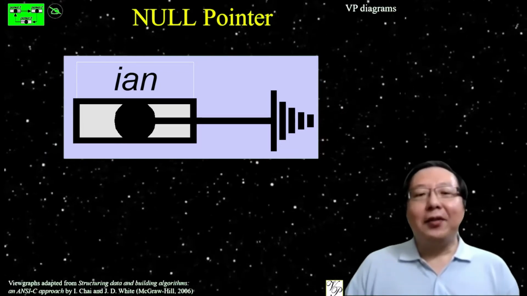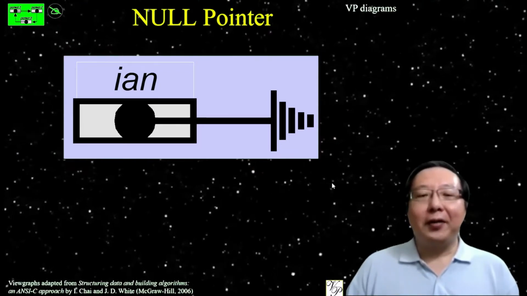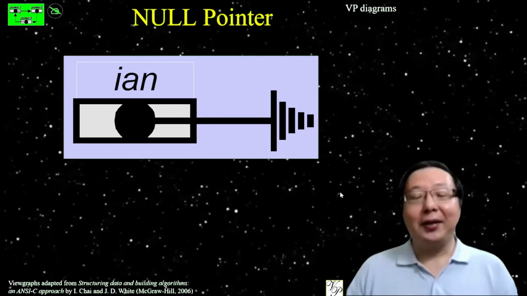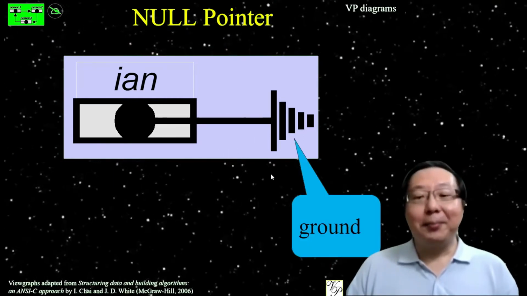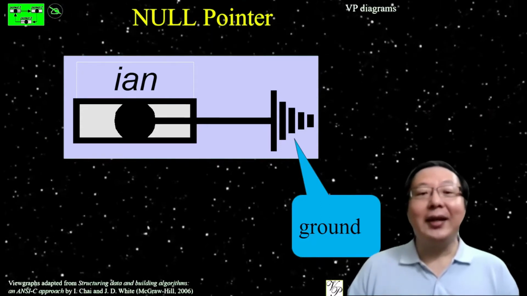What happens if you don't want your pointer to point to anything? Then we use the ground symbol from electronics to indicate that it is a null pointer.